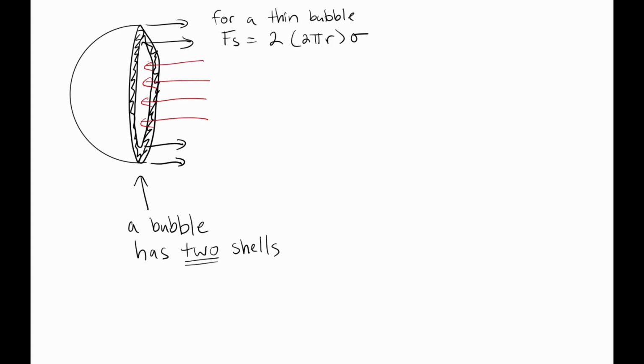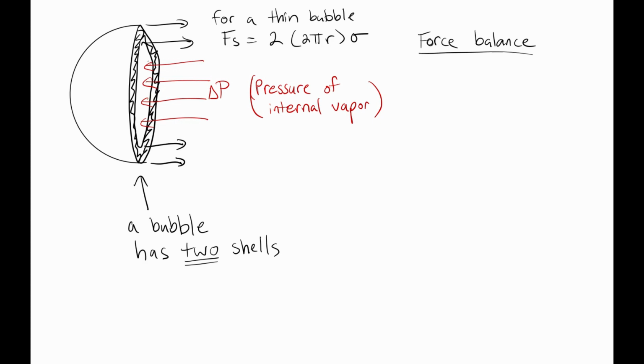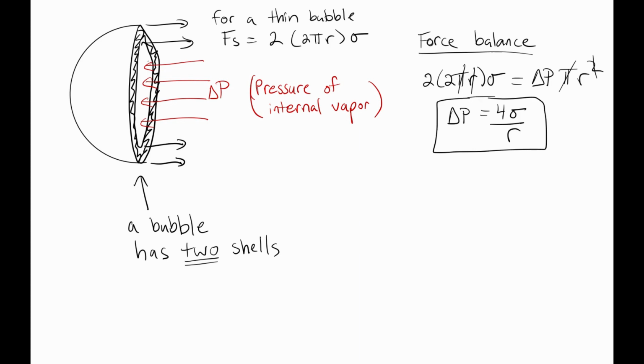And then if we do a force balance where the internal pressure has to counteract that surface tension force, you find out that basically the internal pressure is twice as big. So 4 times sigma divided by r. And again, the smaller the bubble is, the more internal pressure has to exist to counteract the surface tension that's pulling on everything.